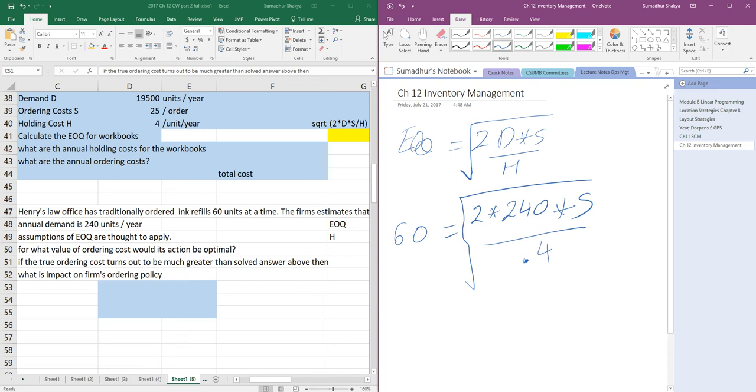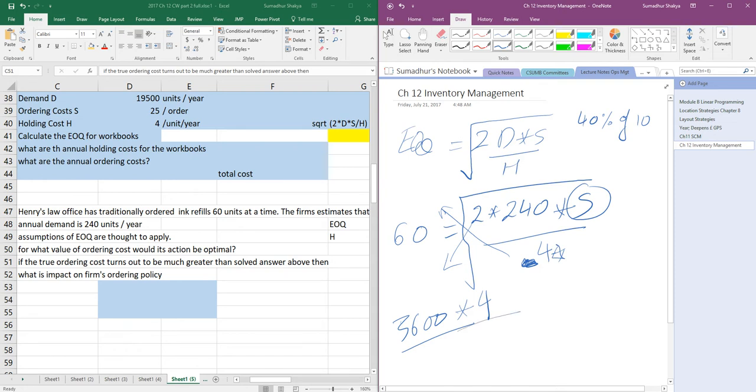Now when you want to solve for S, you square both sides, so that becomes 3600. This comes on this side, and this comes on this side: 3600 times 4. Why is this decimal there? This is 40% of $10, so that'll be $4. So 3600 times 4 divided by 2 times 240 would be the setup cost.